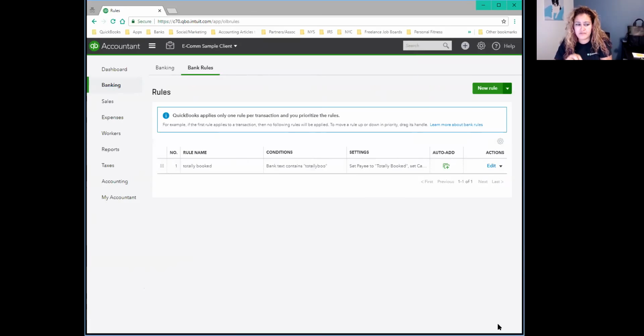This is a really cool feature for stuff like gas. Maybe if you go to the same restaurant because you go to the same networking meeting every week, you can always add this rule so that you don't have to keep on reviewing it. It's a real time saver.